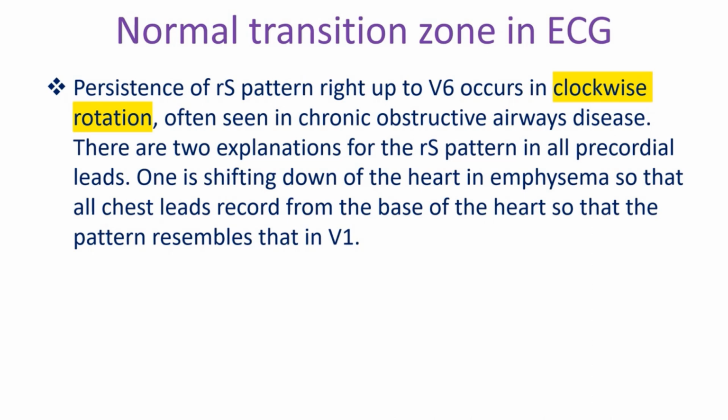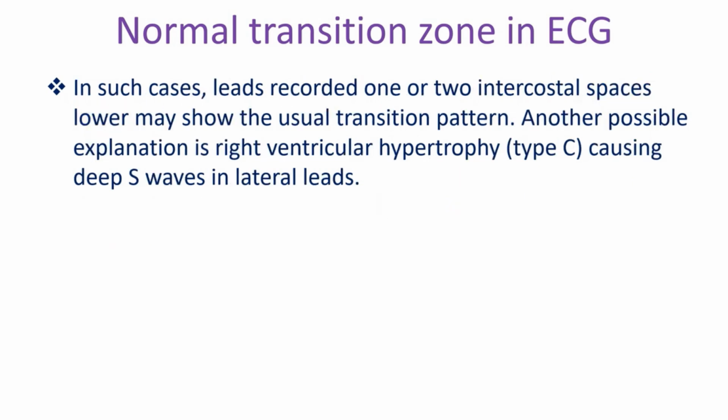There are 2 explanations for the RS pattern in all precordial leads. One is shifting down of the heart in emphysema so that all chest leads record from the base of the heart, so that the pattern resembles that in V1. In such cases, leads recorded 1 or 2 intercostal spaces lower may show the usual transition pattern. Another possible explanation is right ventricular hypertrophy, type C, causing deep S waves in lateral leads.